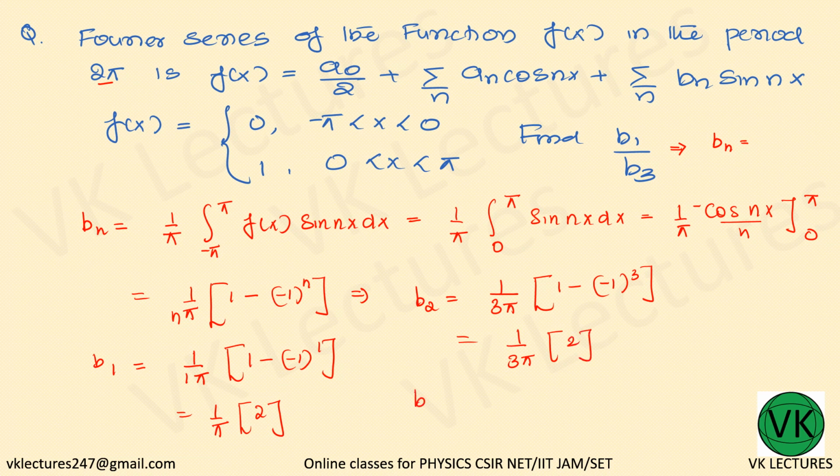And what is b1 by b3? b1 is 2 by pi divided by b3. b3 is 2 by 3 pi, so this will be equal to 2 by pi into 3 pi by 2, that is 3.